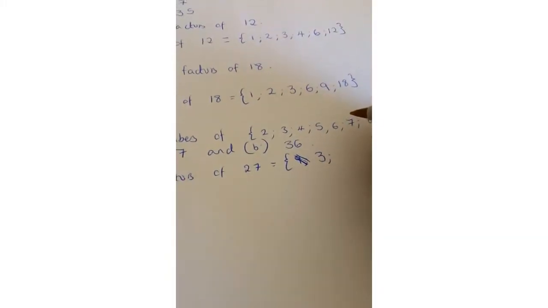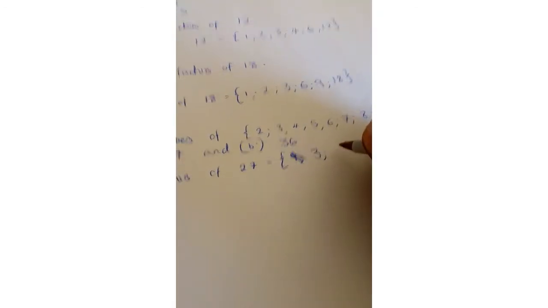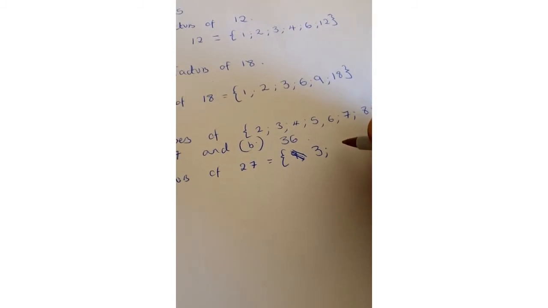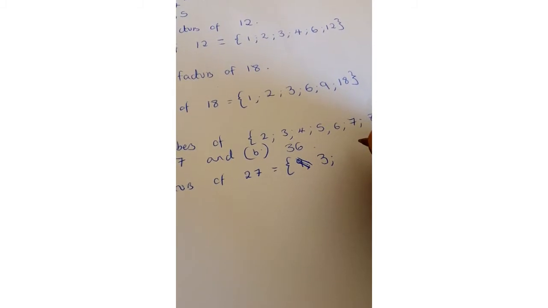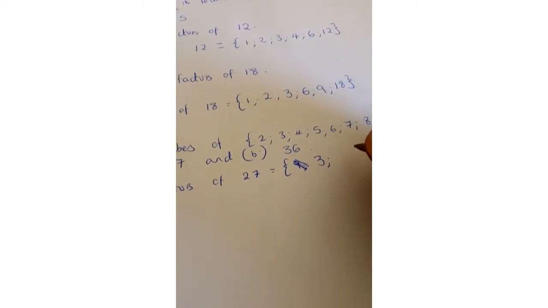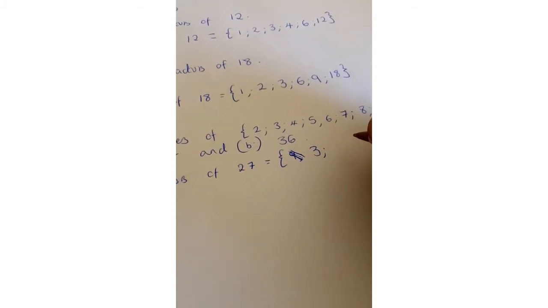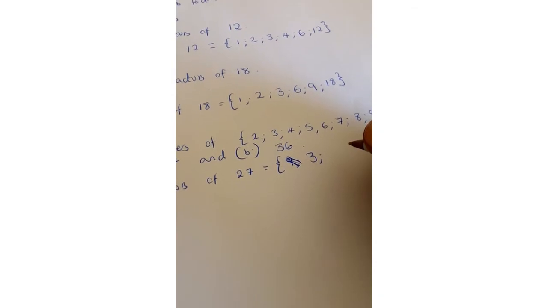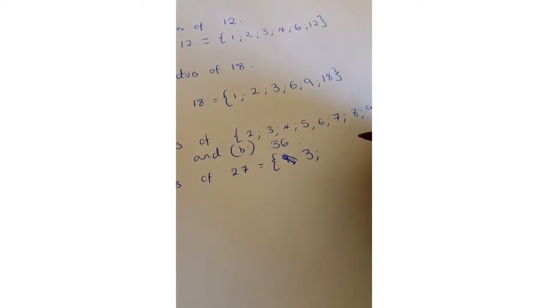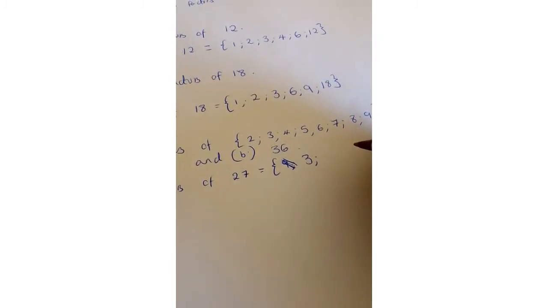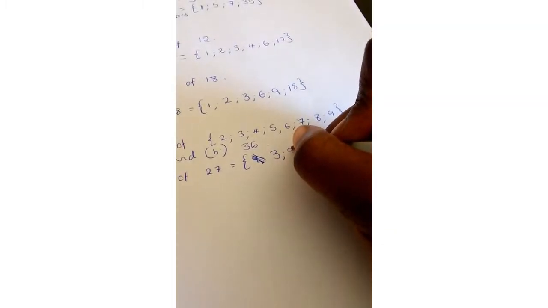Is 4 a factor? 4 into 27 leaves a remainder, so it's not a factor. Is 5 a factor? No, 5 into 27 is 5 remainder 2. It's not a factor. Is 6 a factor? No, it's 4 remainder 3. Is 7 a factor? No. Is 8 a factor? No. 9, yes, 9 is a factor, since 9 into 27 is 3.